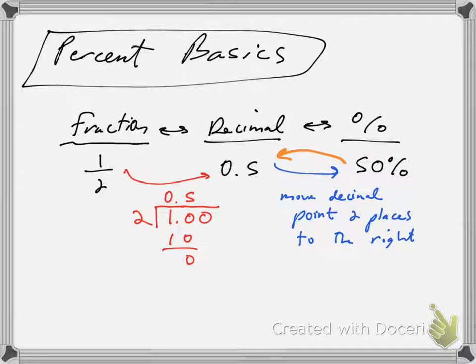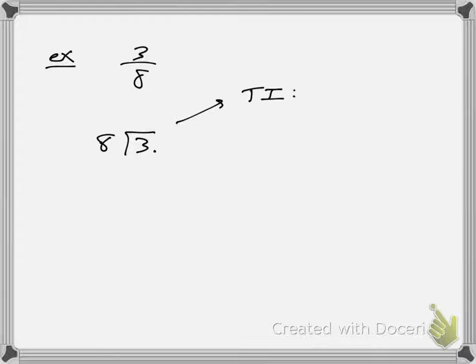Okay, so let's look at some examples here and work with this. So let's do 3/8 and write that as a decimal and then a percent. So to do the decimal part, we would take 3 and 8. You can do this on your calculator, by the way. The way you do this on the TI calculator is you literally do 3 divided by 8 and hit enter. But we're going to do it the long way.